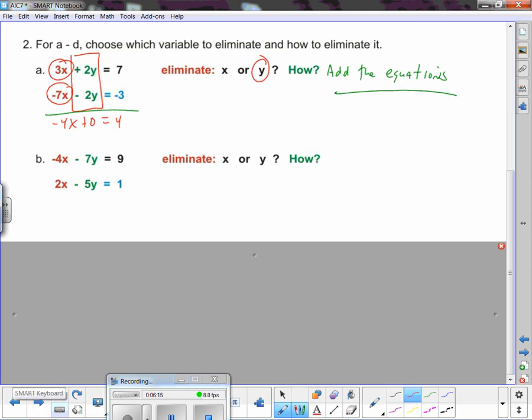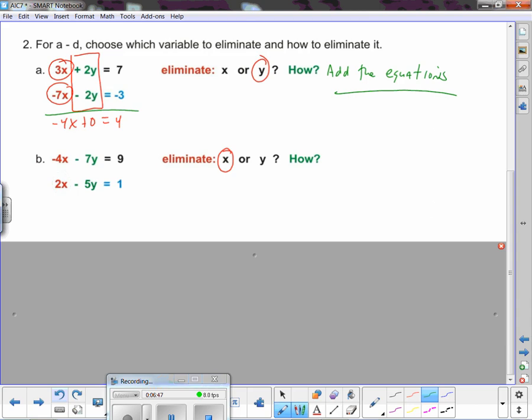The answer on this would be the x's. They are the easier ones to get to be equal and opposite. Now, they're not equal and opposite right now. How can you get them that way? So I look at this and I say to myself, instead of this being a 2x, if that were a 4x, they would be equal and opposite. If I multiply a 2x by 2, it'll be a 4x.